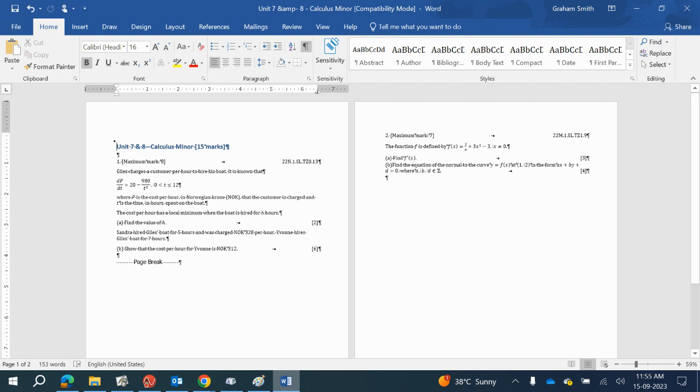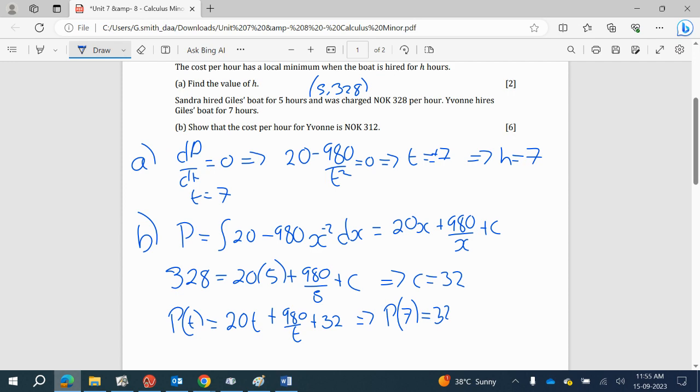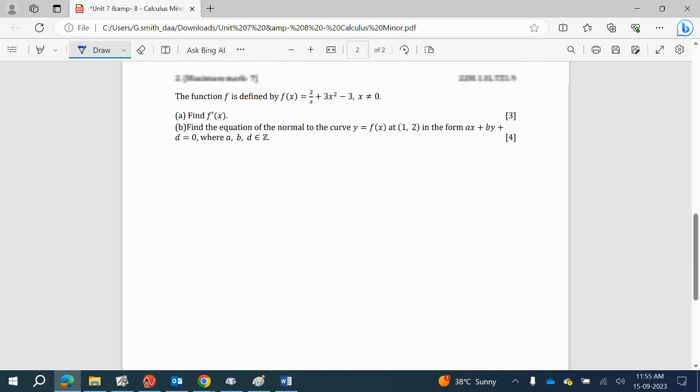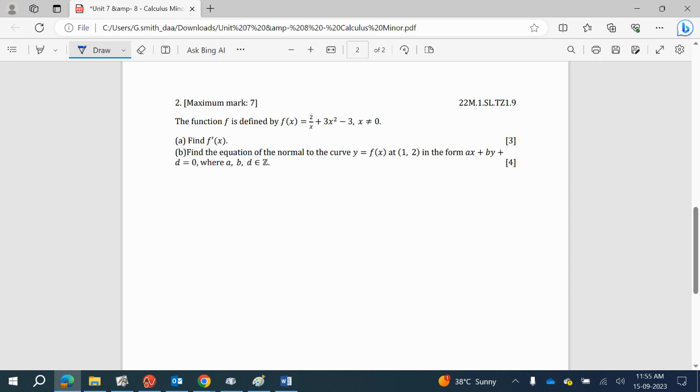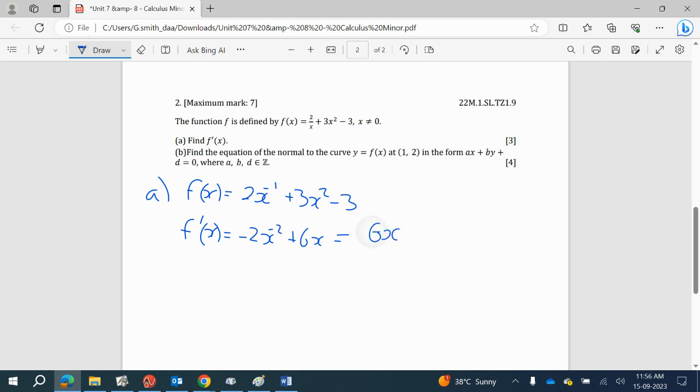So we have this function here. Sorry, I've got it on my PDF, haven't I? So we have this function which is defined by this one. We need to find the derivative first. So for a, I'm going to need to draw an index form first. f of x is equal to 2x to the minus 1 plus 3x squared minus 3. So f prime of x is equal to minus 2x to the minus 2 plus 6x. So I'm going to write that as 6x minus 2 over x squared.